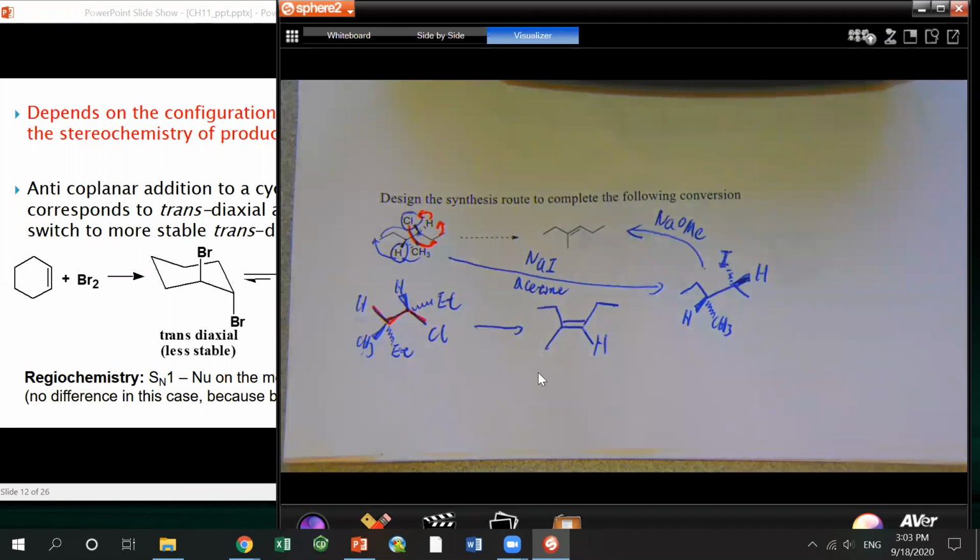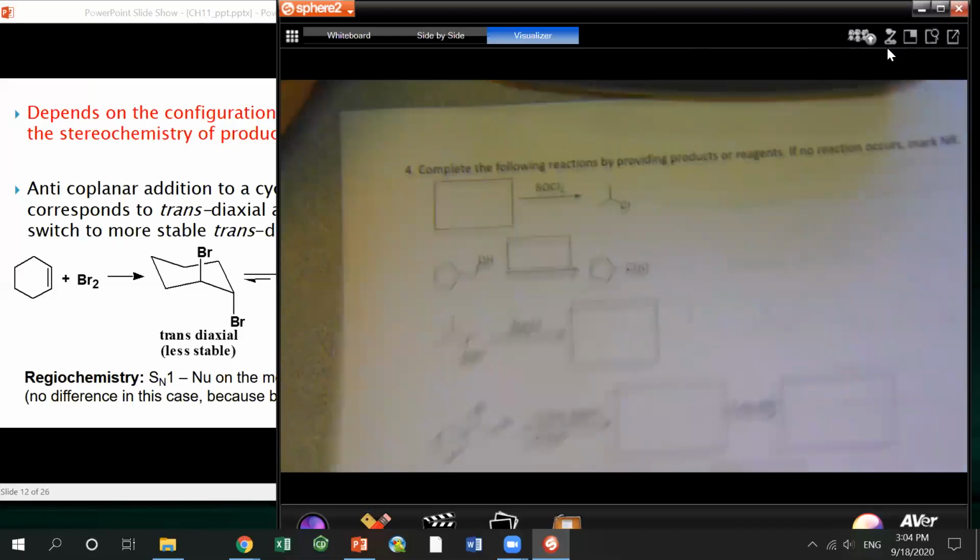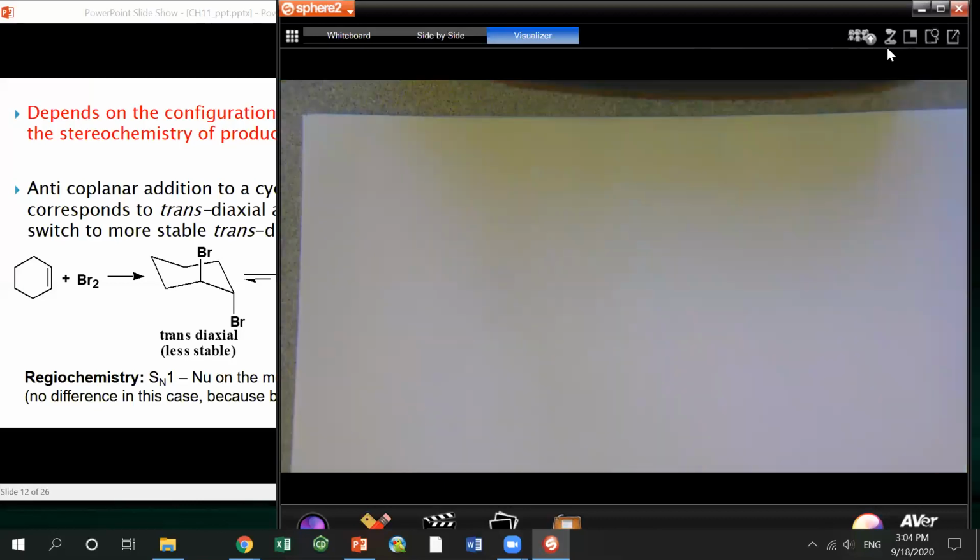Normally, in a synthesis design question, you cannot finish the conversion in one step. Life is not so easy, so it takes at least two steps. All right, that finishes this one.